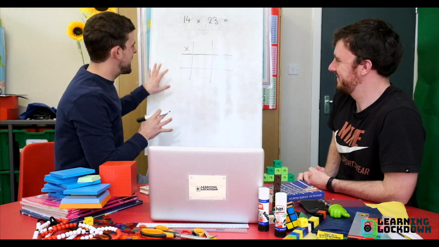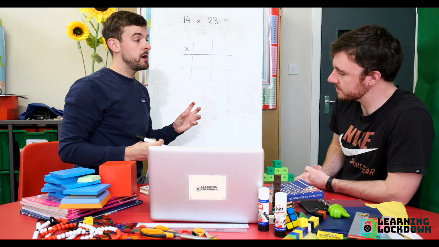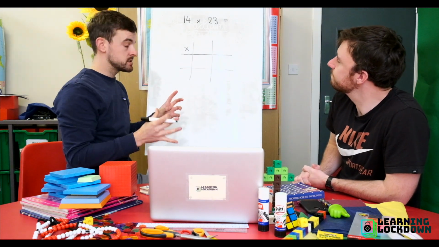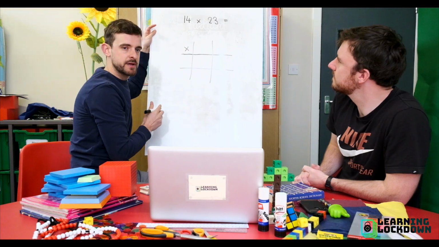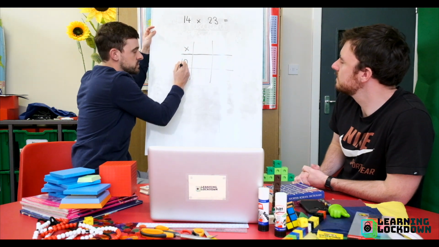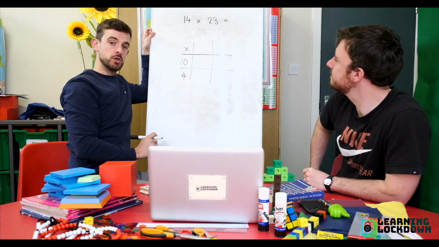Now, let's have a look at how we're going to fill this in. Well, let's take my first number, 14. I'm going to break that into its 2 parts. It's got 1 lot of 10 and 4 ones. And I'm going to choose to put this in underneath my multiplication sign here. So I put my 10 from 14 in one row, and I put my 4 ones in the other row.